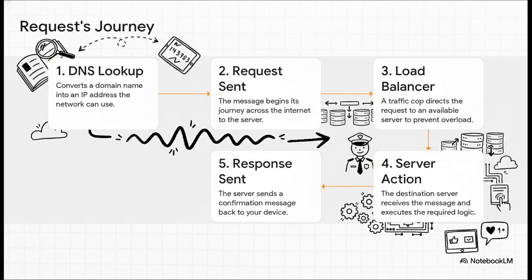First, a DNS lookup happens, which is basically the internet's phone book. It turns a name we can read, like socialsite.com, into a numerical IP address the computers can use.